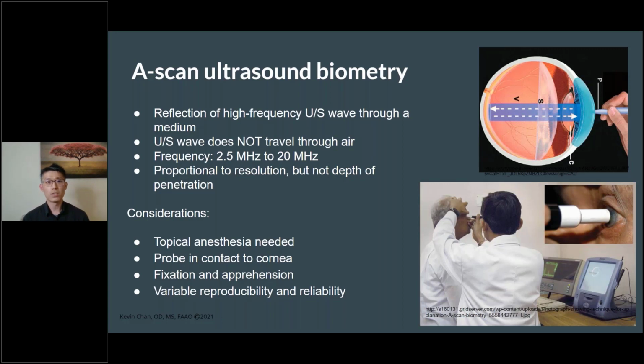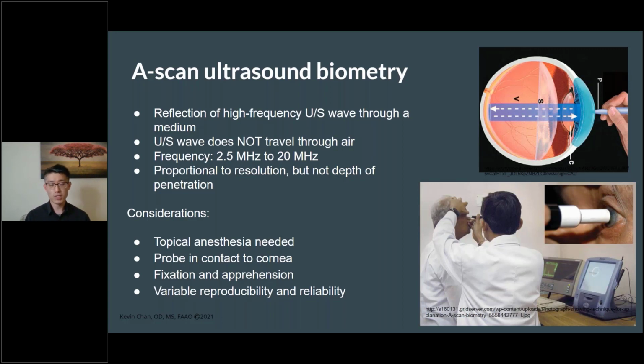So A-scan makes use of the reflection of high-frequency ultrasound waves through a medium. However, the ultrasound wave does not travel through air. And the frequency being used usually ranges from 2.5 megahertz to 20 megahertz. Usually the signal is proportional to the resolution, but not the depth of penetration. So for instance, if you were to use A-scan for someone with a dense cataract, chances are the resolution will be pretty poor. But for our population dealing with kids, typically the eyes have no opacity or anything blocking the view. So the depth of penetration is actually pretty good with A-scan.